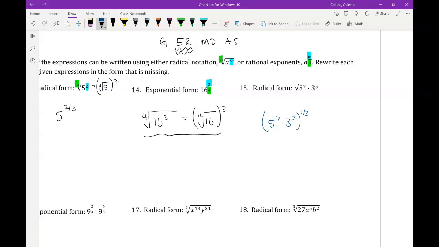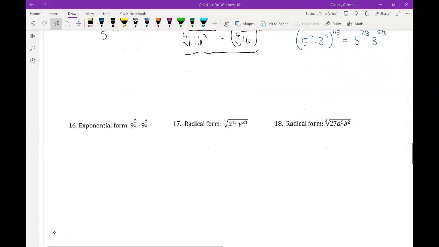But what I do want to remember is that, first of all, I think the way we wrote this might be an acceptable answer, but remember that you can distribute an exponent over multiplication. So I could also distribute this exponent over the multiplication of 5 to the 7th and 3 to the 5th, and this would be the same as 5 to the 7/3 power times 3 to the 5/3 power.